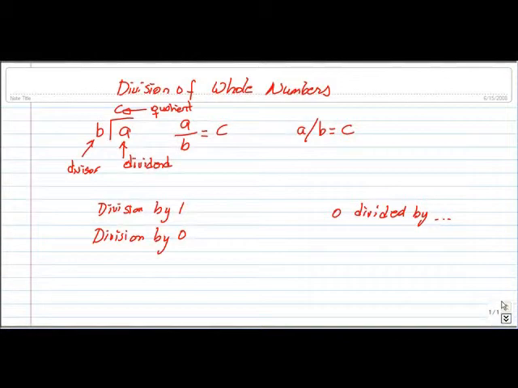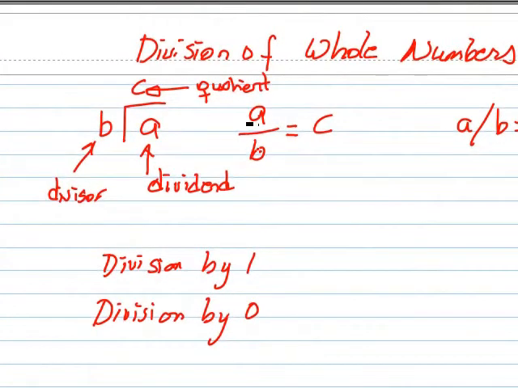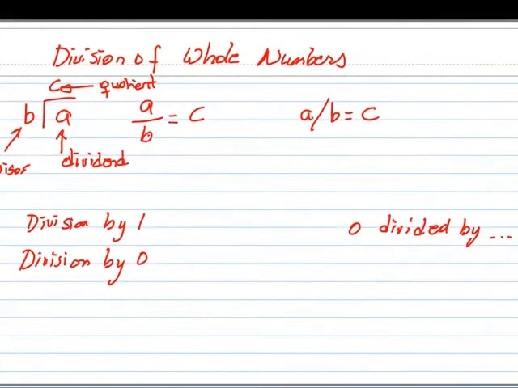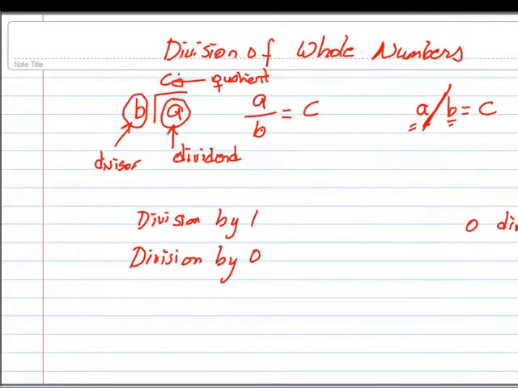Today we will talk about division of whole numbers. Let's construct a division notation. You can write A divided by B with a fraction line, that equals C, or you can put the fraction line in a slanted way, A divided by B equals C, or you can write A here, which is the dividend, divided by B equals C.